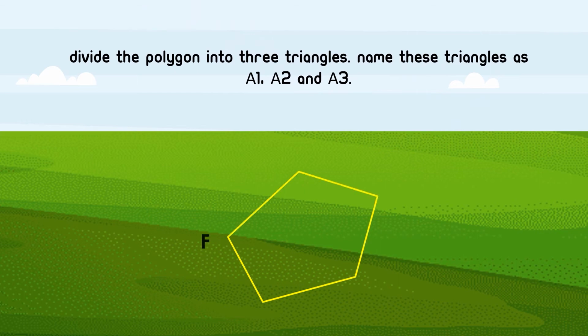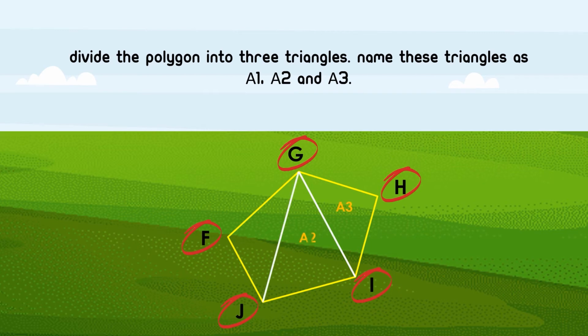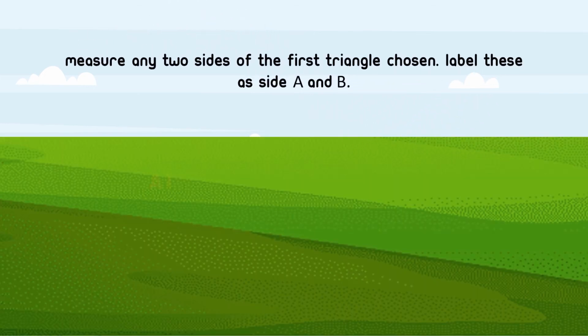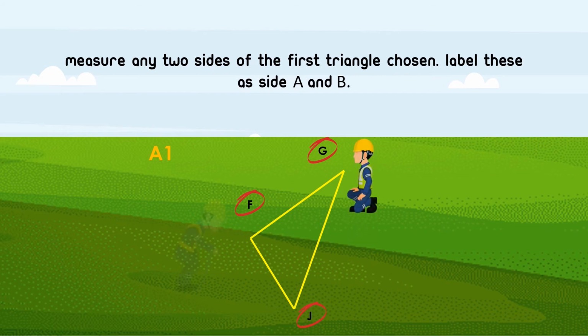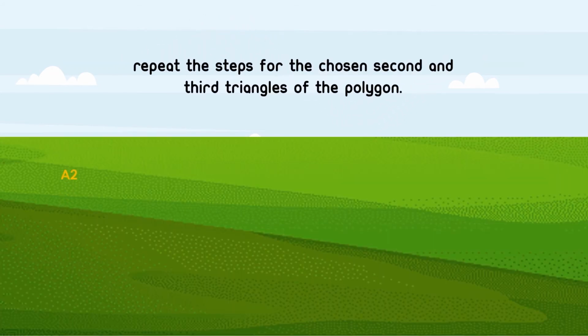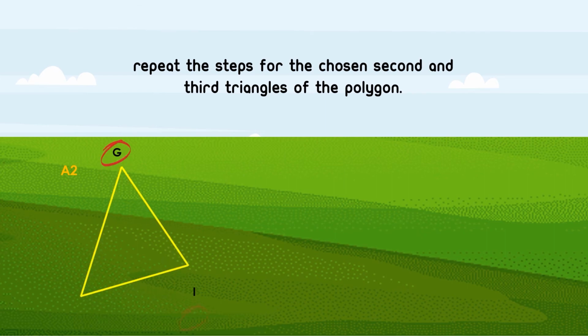Divide the polygon into 3 triangles. Name these triangles as F1, F2, and F3. Measure any two sides of the first triangle chosen and label these measurements as sides A and B. Repeat these steps for the chosen second and third triangles of the polygon.